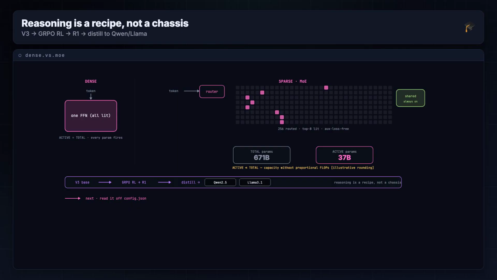So now you have seen the whole parts catalog: norms, positions, attention, the KV ladder, and experts. Next, we stop talking and read the spec sheet, open real config files, and name any model's family on sight.